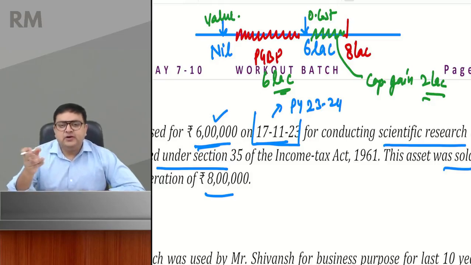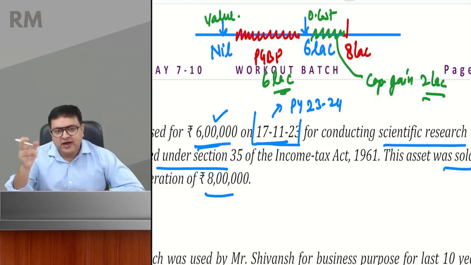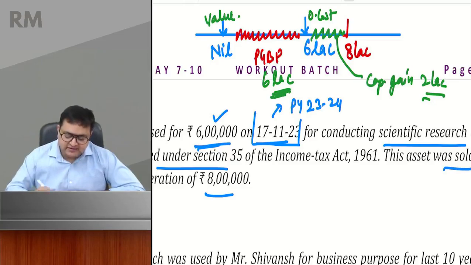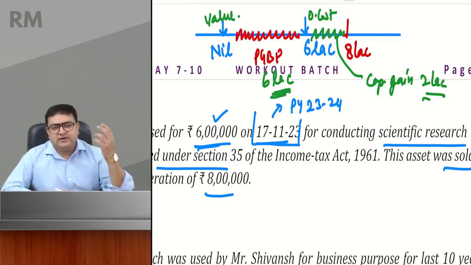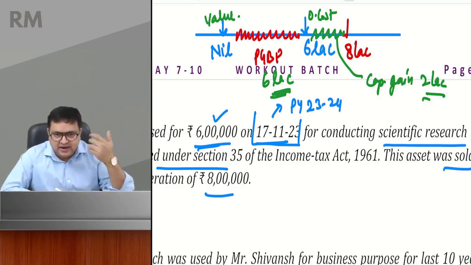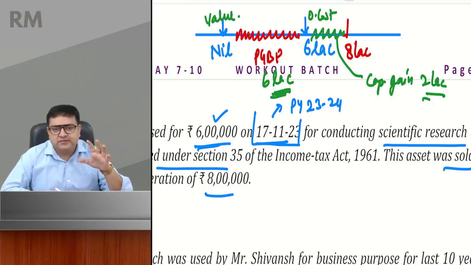So tell me, in your P&L account, you have shown 2 lakh as your PGBP. Whether 2 lakh is correct or not? No. Your PGBP should be 6 lakh. So what you can do, either delete that 2 lakh and add 6 lakh to your PGBP, or add 4 lakh more. It is mathematics that you can do on your own.